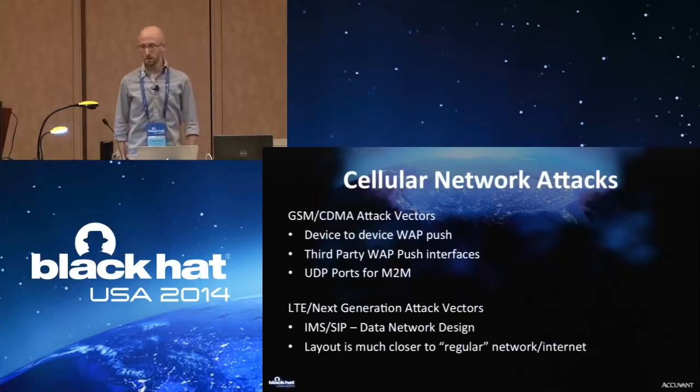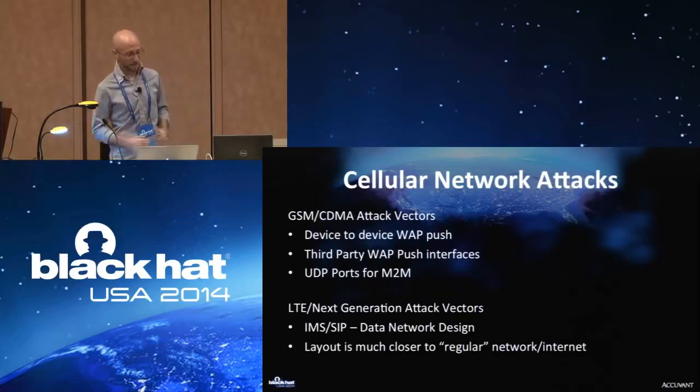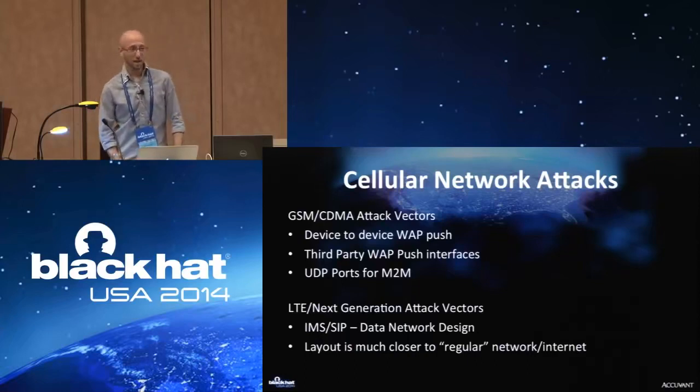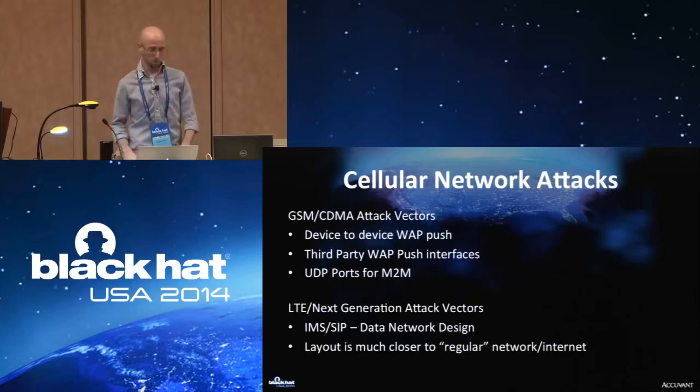Device-to-device WAP push. Pretty standard. Send a WAP from one device to another. You can do it with apps. Now you have to know what to send, but it can definitely be done. Third-party WAP push interfaces. These are interfaces that carriers provide to third parties, say, to send out any kind of WAP message or SMS, like these huge SMS gateways. Most of them have been shut down, but not all of them. Again, US carriers are safer from this. Worldwide, you want to turn this off.